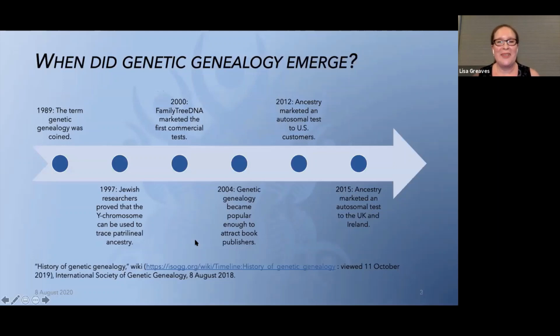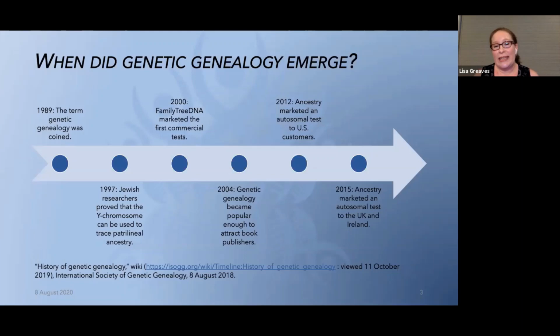There we go. So I put together this timeline because I wanted to illustrate for you that genetic genealogy is a really new science. The term genetic genealogy, the first instance that it's been found in print was 1989. So it just kind of emerged into the public consciousness in 1989. And then in 1997, Jewish researchers were able to prove that the Y chromosome, which is only found in men, can be used to trace patrilineal ancestry.